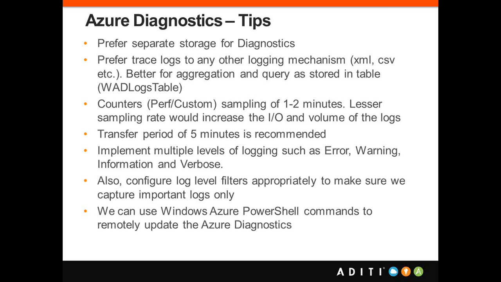Implement multiple levels of logging. Do not write everything as information or everything as error, or handle only errors. You might want to handle multiple levels like error, warning, information, and verbose, and filter the information accordingly. To begin with, generally it is always error, or errors and warnings. If you want more details, then you can change your logging filter to information or verbose to get more information.